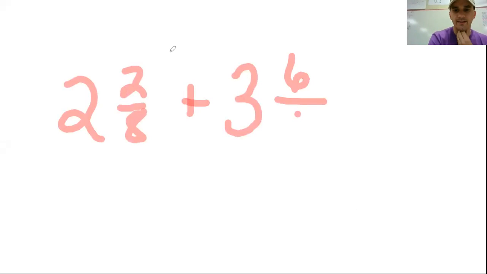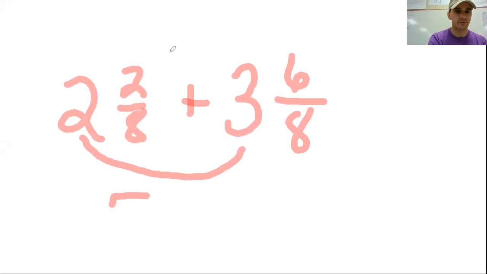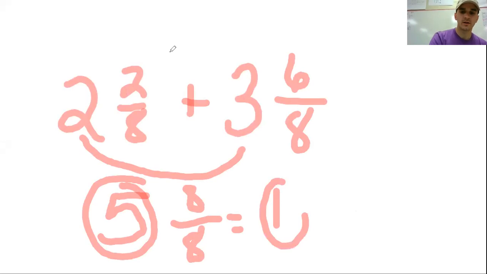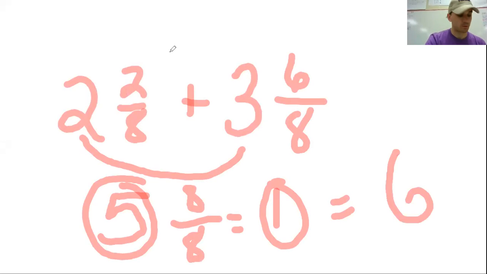So you got 2 2/8 plus 3 6/8. Start with the whole numbers. 3 + 2 = 5. 2 8ths plus 6 8ths would be 8 8ths. Again, looking down at your answer choices, 5 8/8 is never going to be one, because you got to look at 8 8ths and know that 8 8ths is equal to 1. But if you've got a 5 here, you've got a 1 here, that would be equal to 6, which is C.